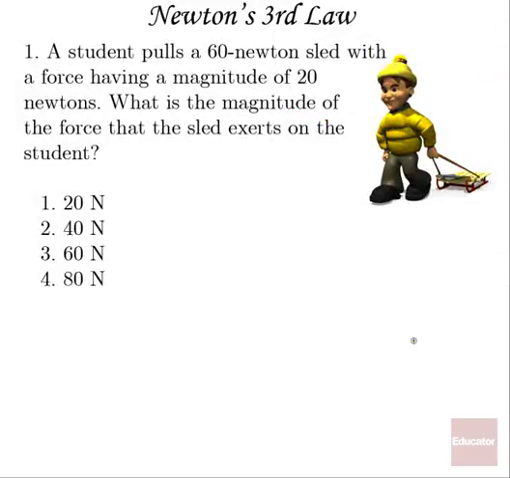All right, number one. A student pulls a 60 Newton sled with a force having a magnitude of 20 newtons. What is the magnitude of the force that the sled exerts on the student? Well, if the student pulls with the force of 20 newtons, then the sled must exert that force back on the student by Newton's third law. The 60 Newton sled is just referring to the weight of the sled.